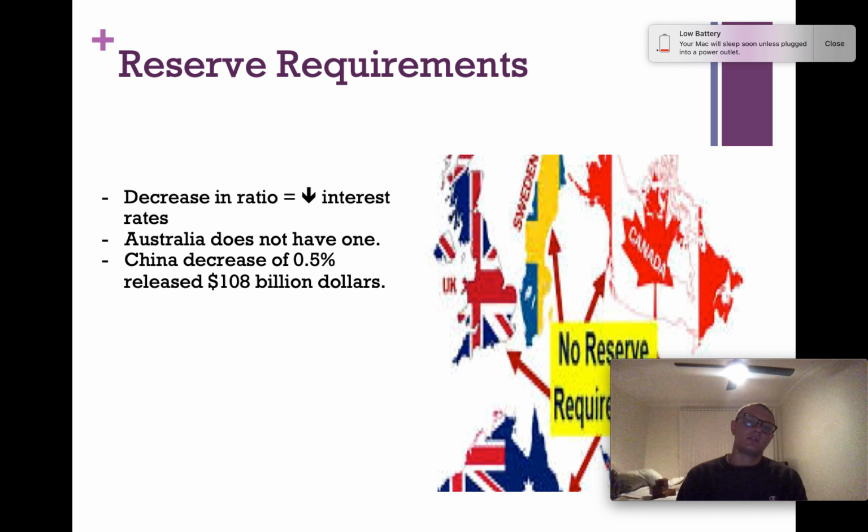The reserve requirement is often not used too much, as open market operations are seen as a much more effective tool. With the reserve requirement ratio, it's hard to actually see the impact it had on the economy.